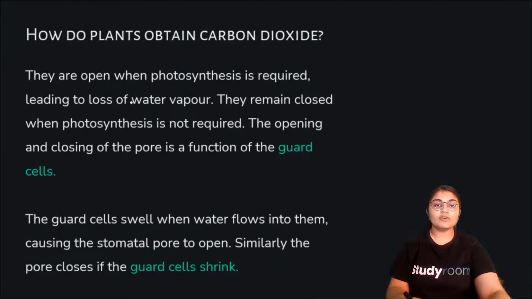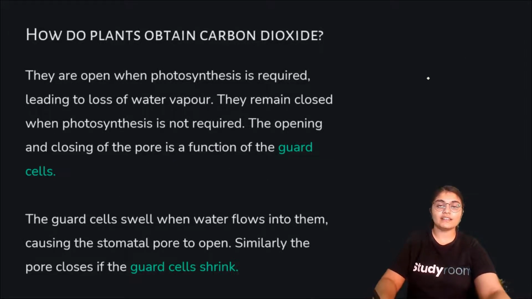Okay, so these are the openings when photosynthesis is required, leading to loss of water vapor. The stomata remain closed when photosynthesis is not required, and the opening and closing of the pore is the function of the guard cells.